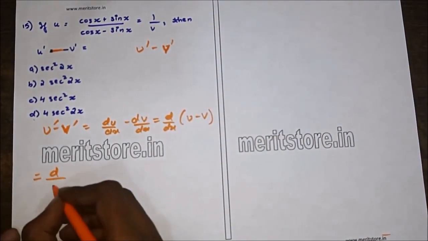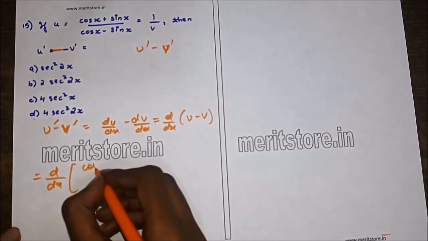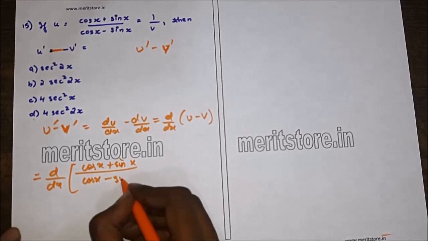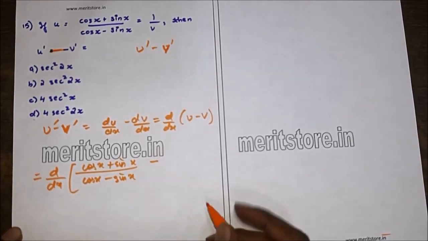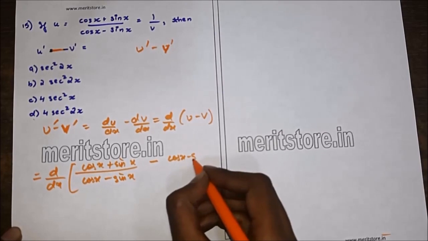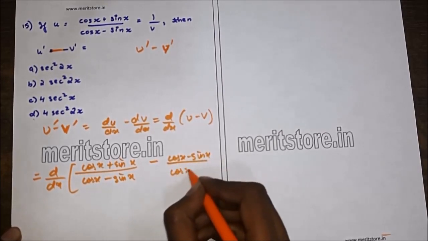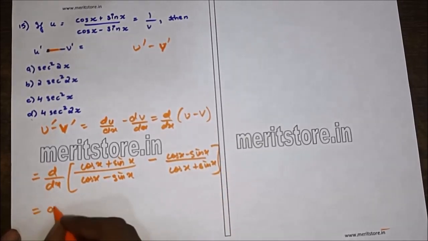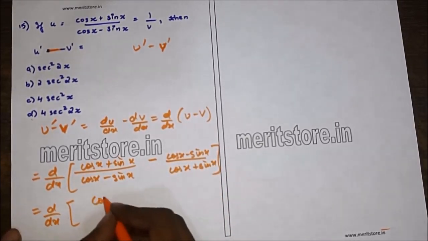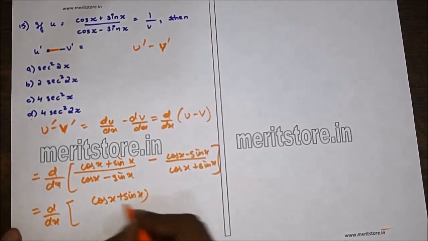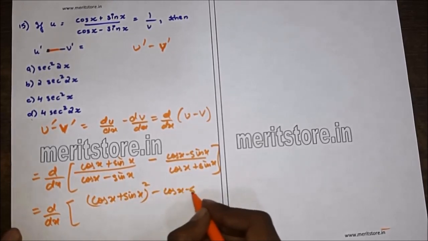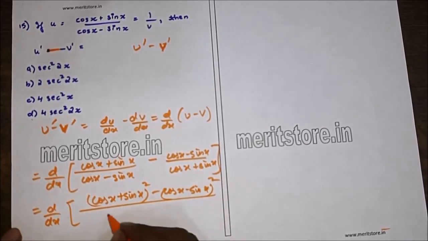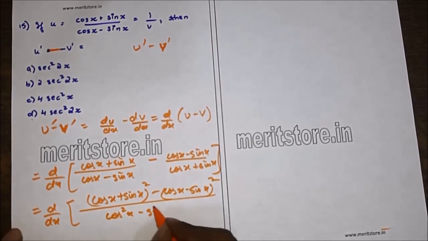So this is d by dx of (cos x plus sin x) upon (cos x minus sin x) minus (cos x minus sin x) upon (cos x plus sin x). These are reciprocals. We cross multiply, so we get (cos x plus sin x) the whole square minus (cos x minus sin x) the whole square divided by, this is in the form of a plus b into a minus b, so this is cos square x minus sin square x.